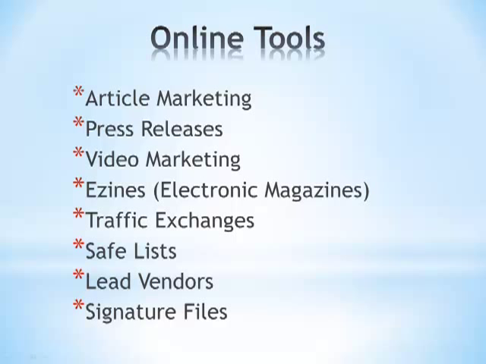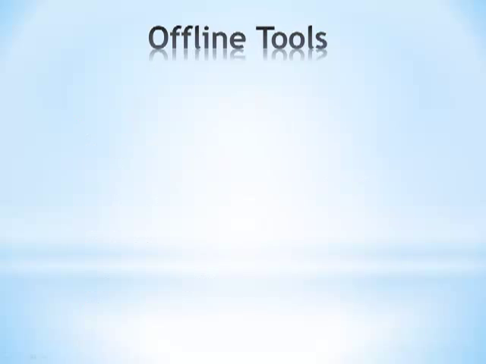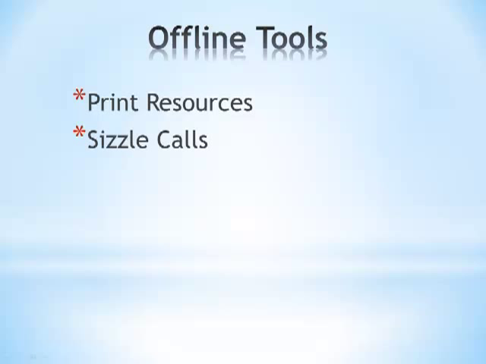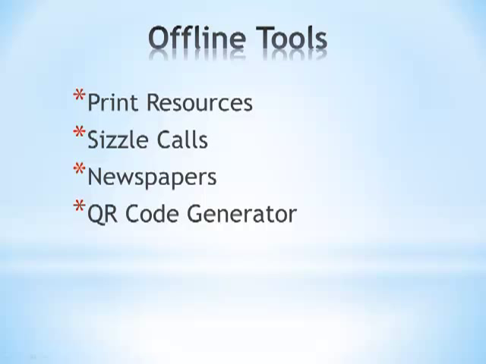There's a lot there, and we're going to highlight these or we'd be here for a long time, but we also have training on a lot of these individually. Also, in regards to offline tools, we've got some print resources depending upon what type of client you might be using our service, because we have systems for different clients. Sizzle calls, same thing, depends on what system you might be using and what's available there. Newspapers, and then also what's known as a QR code generator. So let's now go take a look at some of these specific online tools.